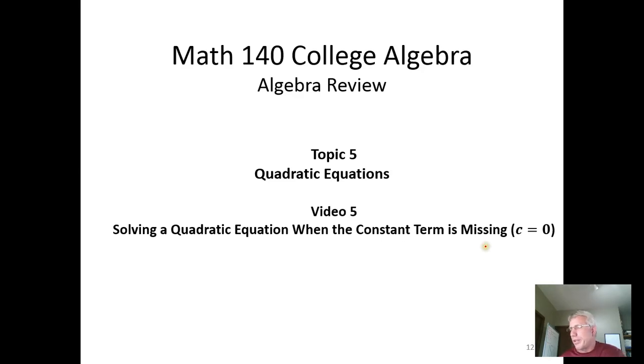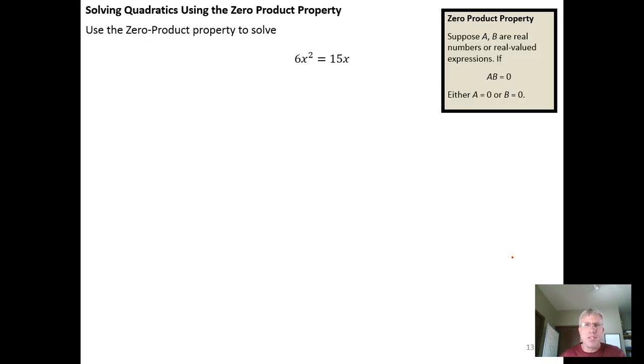So in this video we're going to look at solving a quadratic equation when the constant term is equal to 0 or missing. The directions here say use the zero product property to solve, and we're given a quadratic equation to solve. But before we jump into it, let's recall what the standard form of a quadratic equation looks like: ax squared plus bx plus c equals 0.